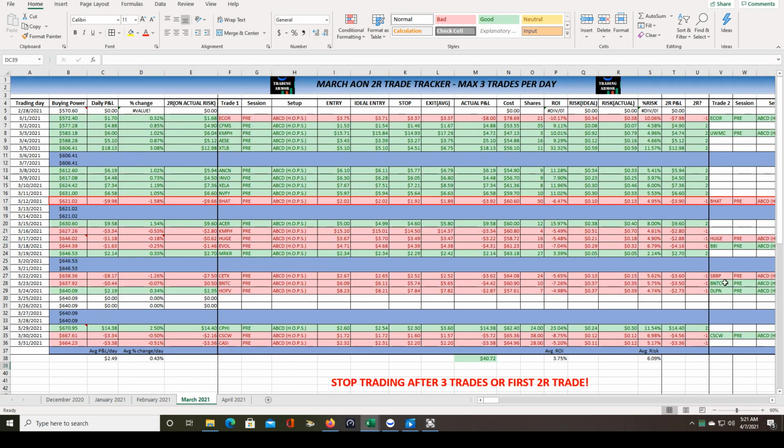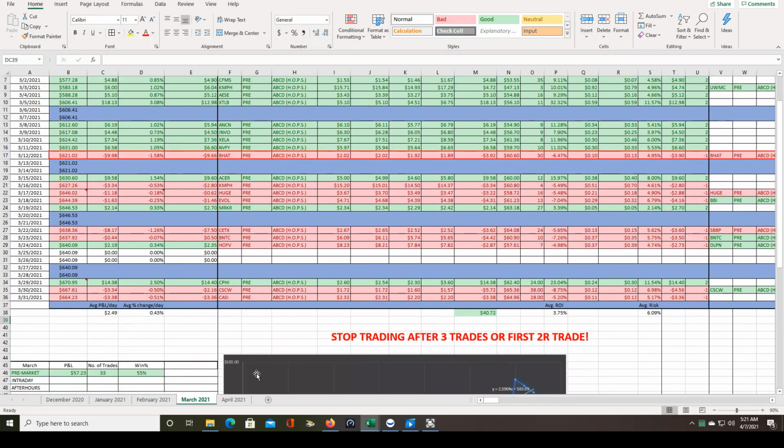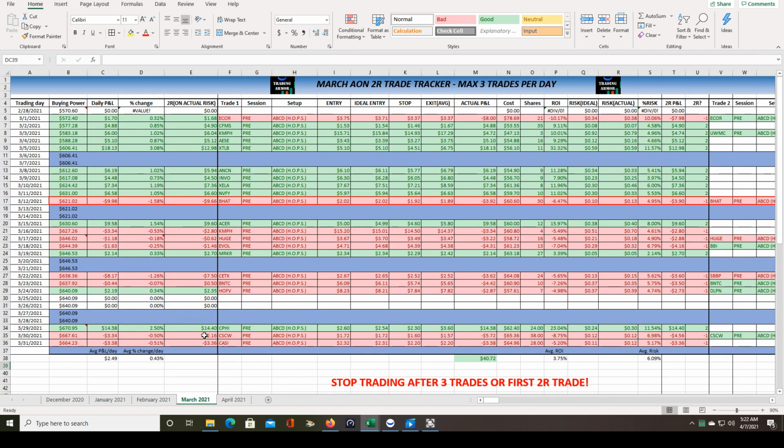Last month was a great month. I made over 10% on the account, which is great for a small cash account, and only trading with 10% on each trade, just like I am this month. But even still, the win rate was 55%. So that goes to show you that these trades can and do fail.